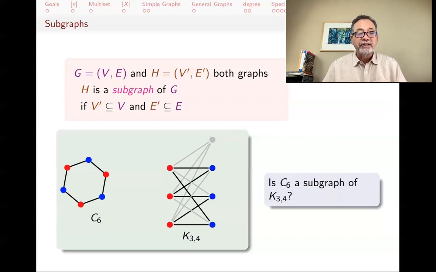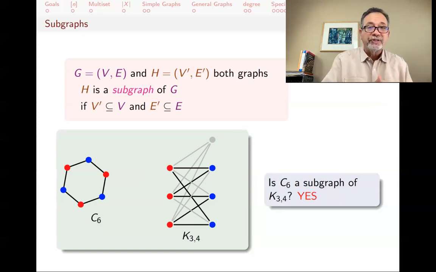If you color the vertices like this, you see that you're going from a red to a blue to a red to a blue to a red to a blue back to the red. You actually have a cycle of length 6. So C6 is a subgraph of K34. If you label them appropriately, then the vertices of C6 are sitting inside K34, as are its edges. To be more precise, what I should have said is that K34 has a subgraph that's isomorphic to C6. That's basically the same as C6.